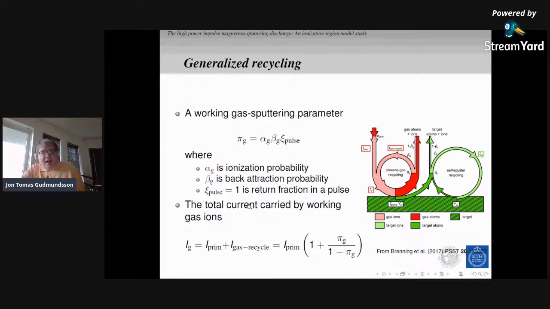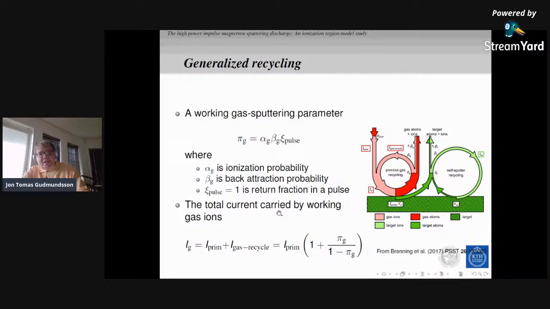And we have defined a few parameters here. First, the working gas sputter parameter, which we call pi g, which is the probability of ionization of the sputter species, the return probability times the return fraction during one pulse. And this means that we can write the total current that is carried by the argon ions as basically this primary current times some multiplication factor, which depends on this pi.